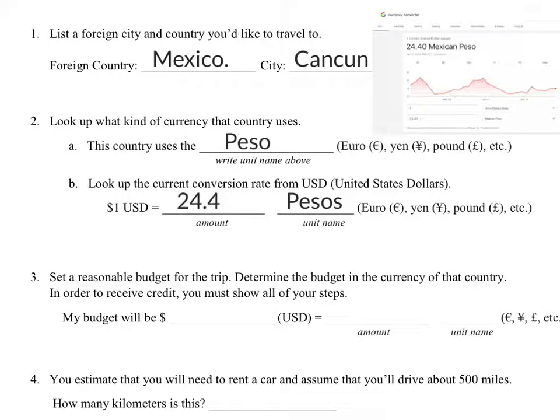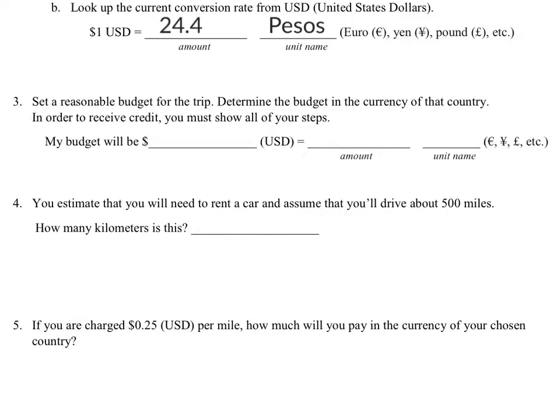Determine the budget in the currency of that country in order to receive credit. We'll show all of our work for these steps. So we're going to need this conversion factor up here that we just created. 1 US dollar is 24.4 pesos. So just real quick, referring to previous classes, especially for this Cancun trip that we're taking here, other students say that it was reasonable to have, I guess, a $5,000 budget. So that's what I'm going to be using on this one. So we're going to take that $5,000 and we're going to convert it into pesos.